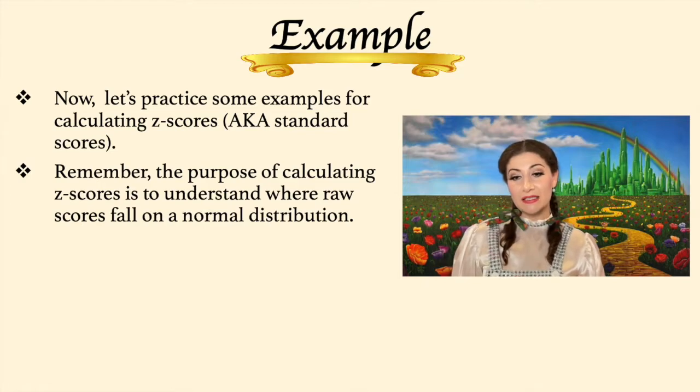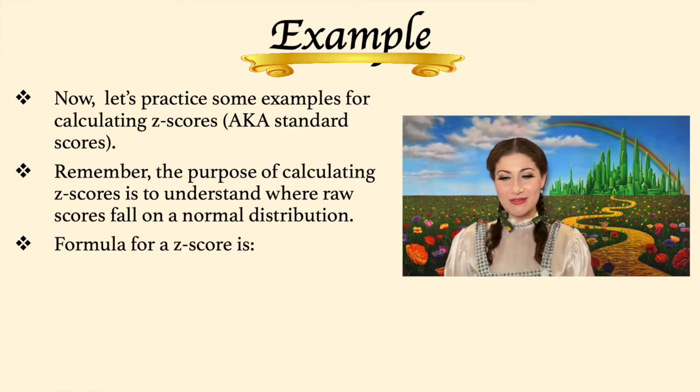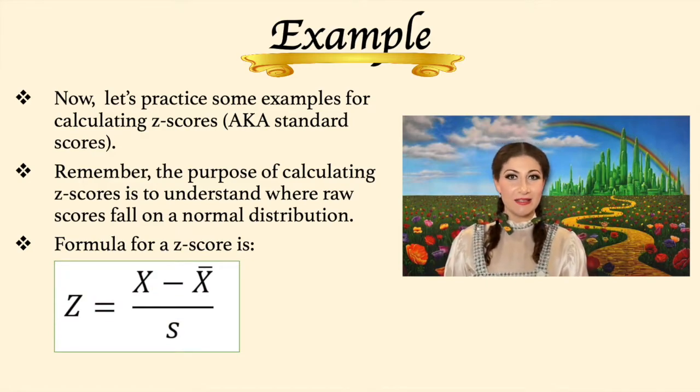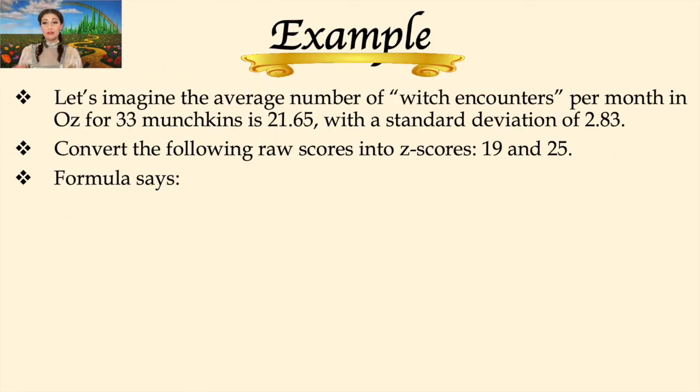Remember, the purpose of calculating z-scores is to understand where these raw scores can fall on a normal distribution. Let me remind you about the formula for the z-score. The formula says that z is equal to the score, represented by x, minus the mean, divided by standard deviation. So let's imagine that the average number of witch encounters per month in Oz for 33 munchkins is 21.65, with a standard deviation of 2.83. Let's try to convert the raw score of 19 and the raw score of 25 into a z-score.